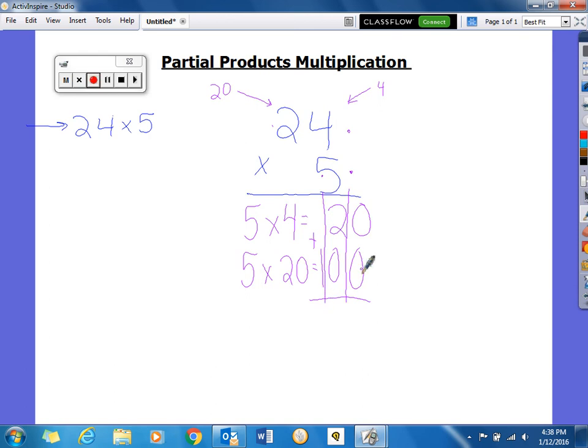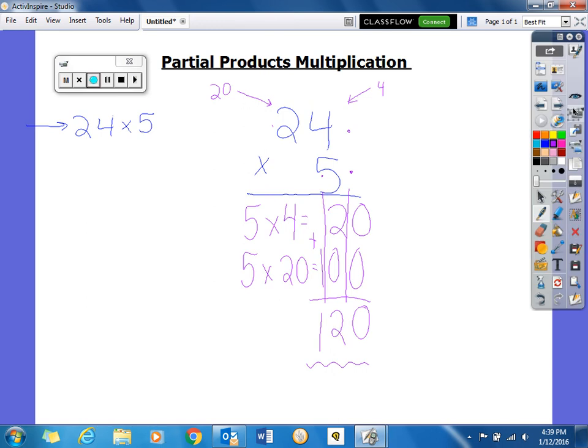We would do 0 plus 0, which we know is 0, 2 plus 0, which we know is 2, and 0 plus 1 is 1. So our answer is 120. So as a recap, we multiplied our ones together, we multiplied our 10 and our 1, and then we added them together to get the answer 120.